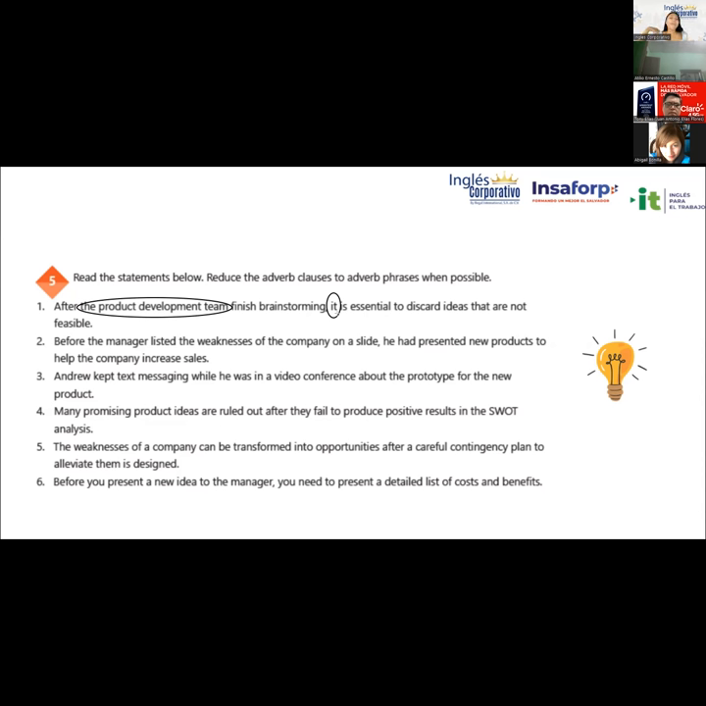Okay, Abigail. So the rule says that when we have any form of the verb to be, what we need to do is remove the subject and the verb to be. While in a video conference about the prototype for the new product. Very good. So now just pronunciation, okay?